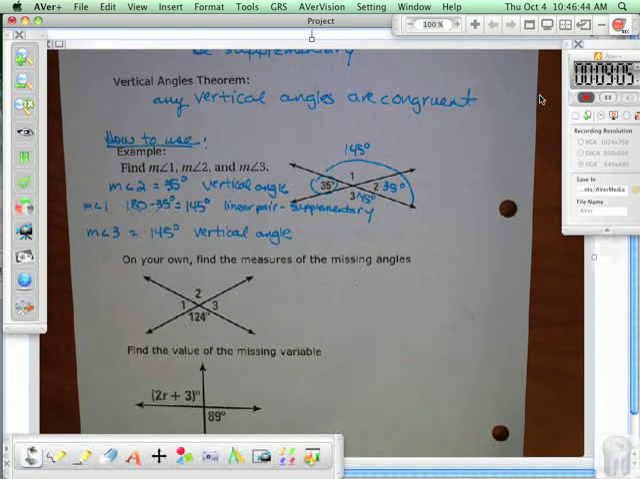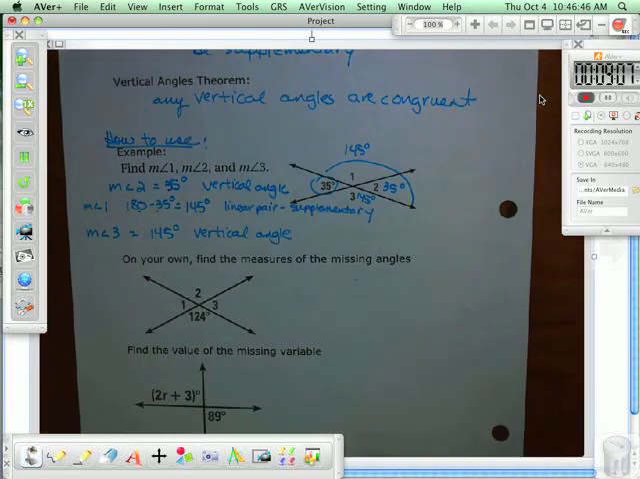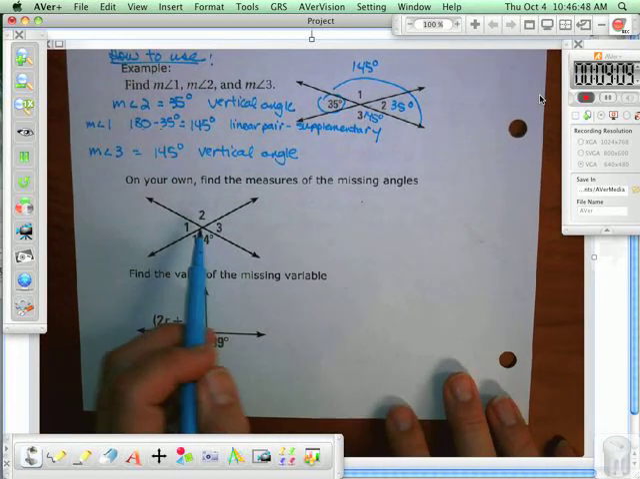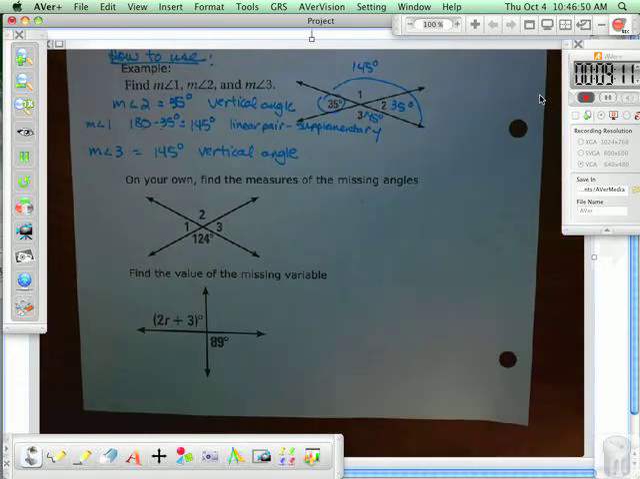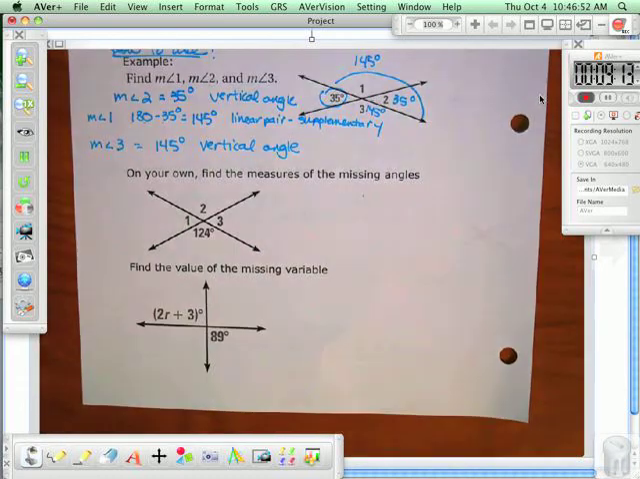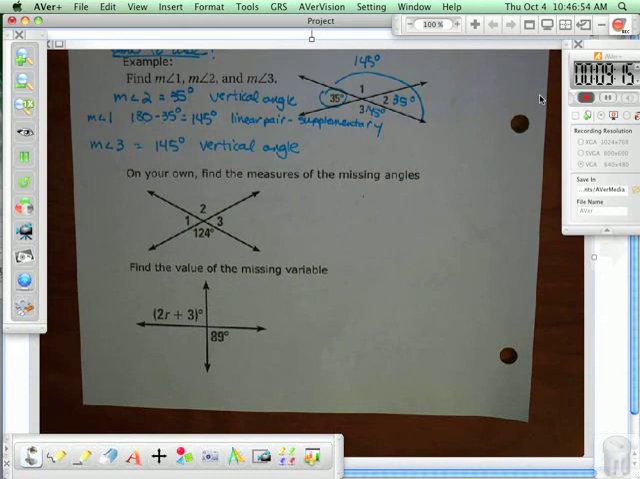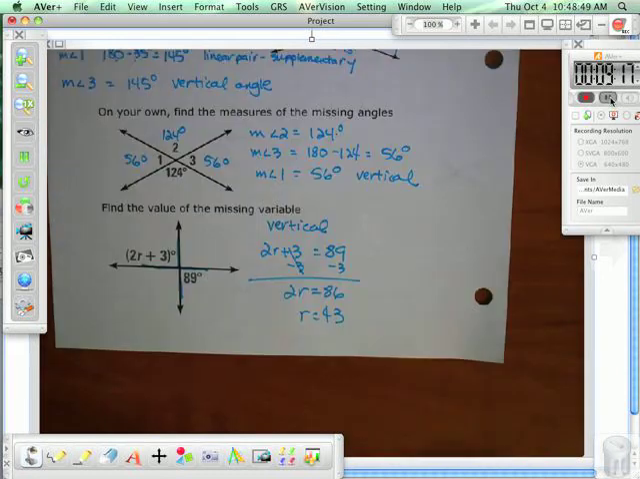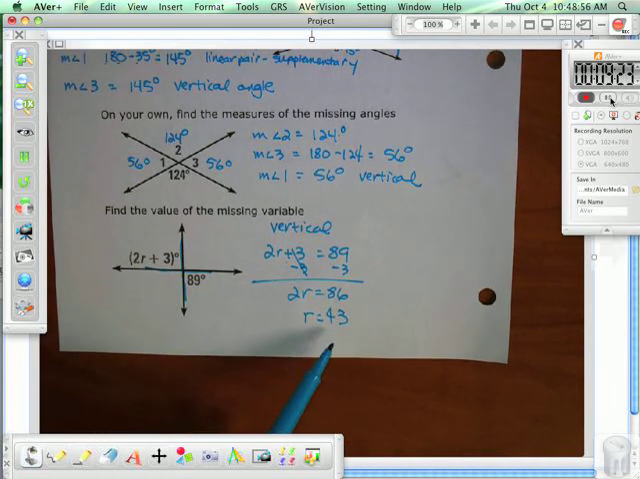All right, on your own, find the measures of these missing angles. Do the same thing that we just did. You can do it. So again, these are vertical angles, so I can set them equal to each other and solve for R.